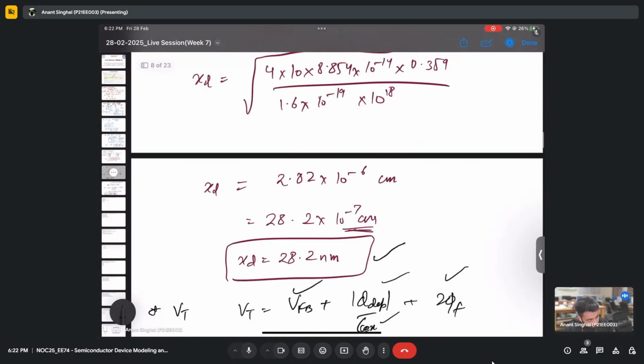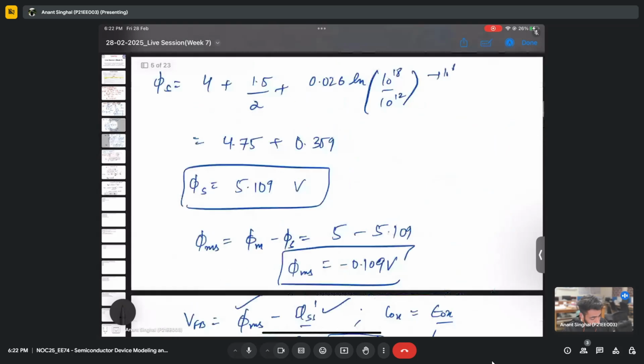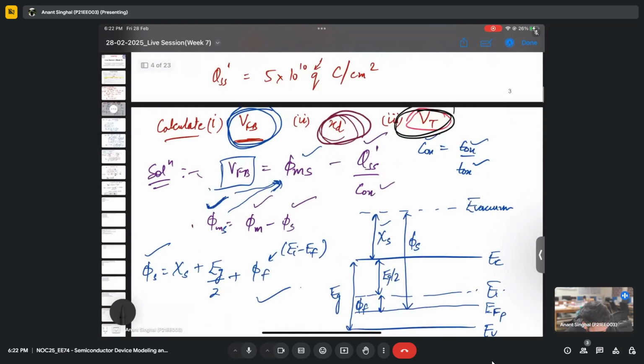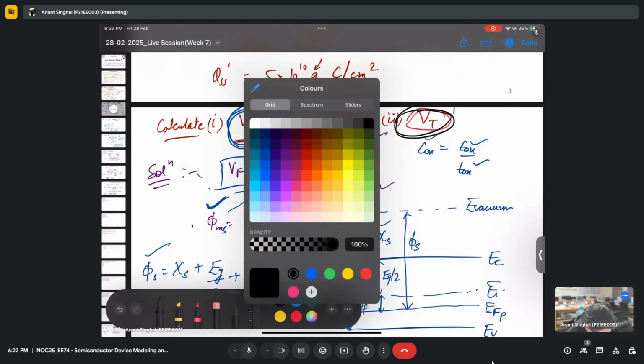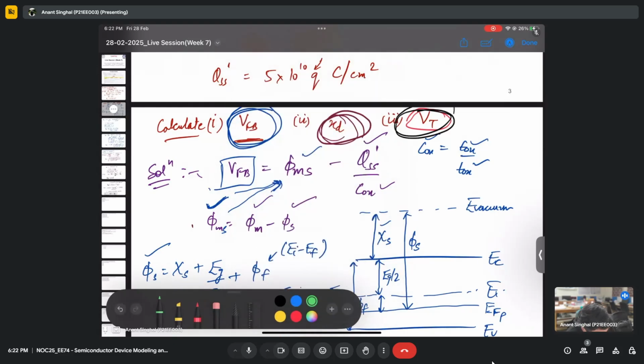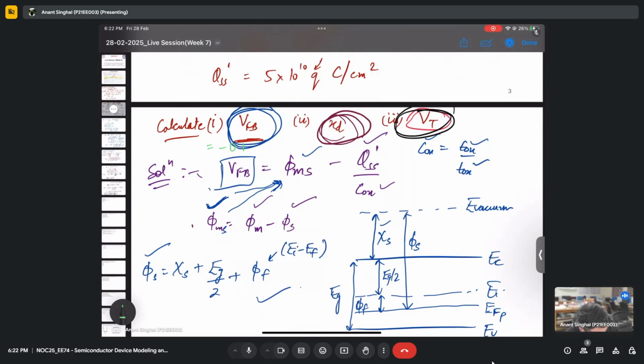So we have calculated each and everything that was asked. This was just to familiarize you with the previous class. So let me write the answer. V_FB came out to be minus 0.1126, x_d came out to be 28.2 nanometer, and V_T came out to be 0.809 volts. Is it fine?